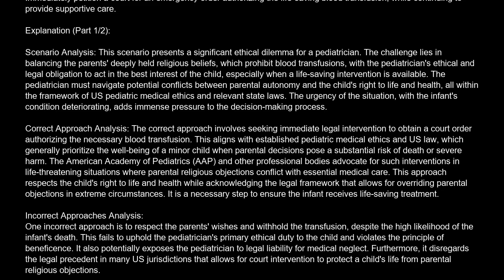Incorrect approach analysis. One incorrect approach is to respect the parents' wishes and withhold the transfusion, despite the high likelihood of the infant's death. This fails to uphold the pediatrician's primary ethical duty to the child and violates the principle of beneficence. It also potentially exposes the pediatrician to legal liability for medical neglect. Furthermore, it disregards the legal precedent in many U.S. jurisdictions that allows for court intervention to protect a child's life from parental religious objections.